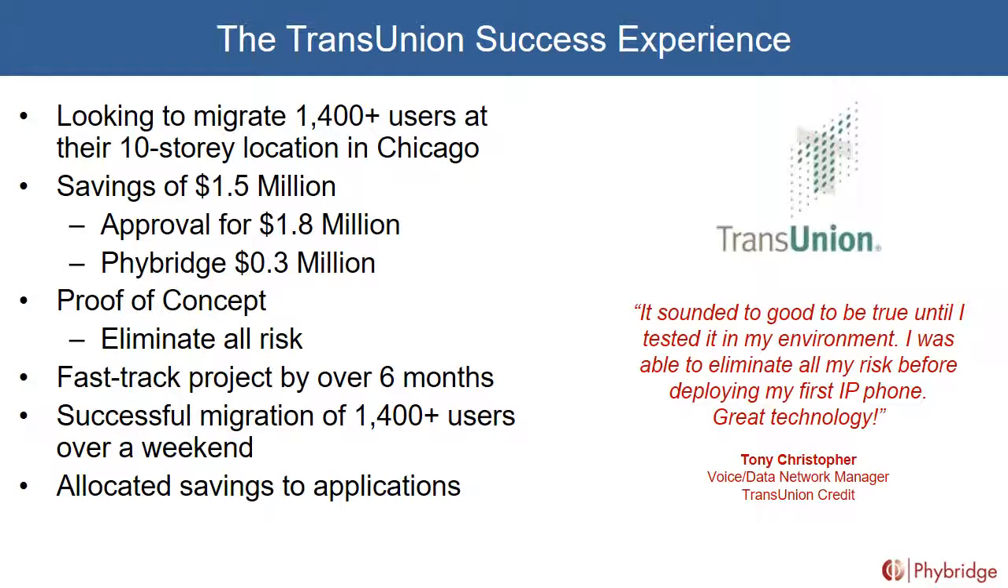And what they did, same concept. They did a proof of concept, tried it out in their environment. They knew exactly how long it was going to take them to deploy, and they actually deployed all 1,400 users in a single weekend. That's shocking. That was going to be a 6 to 18-month project as they moved users around within the building, as they did their rip and replace renovations. It was going to be a much longer project, a single weekend. And the nicest thing of all, they took that $1.5 million savings and allocated it to applications that drove a better ROI for their users.